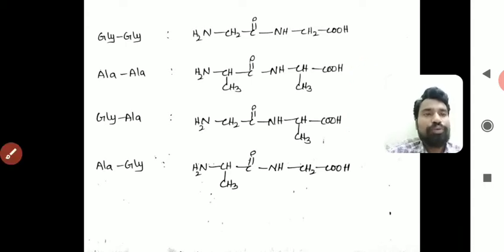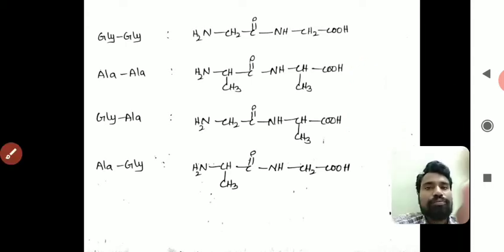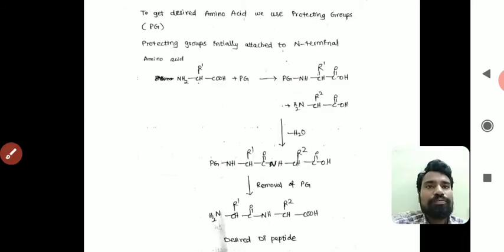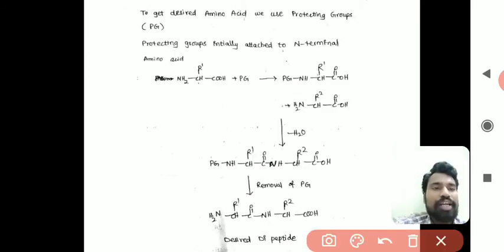So now what do we have to do? To get the desired dipeptide, we use protecting groups, that is PG. By using protecting groups we will get the desired product. Protecting groups are initially attached to the N terminal amino acid. For example, if we want to prepare a dipeptide, which means two amino acids are there, one is the N terminal amino acid and another is the C terminal amino acid.